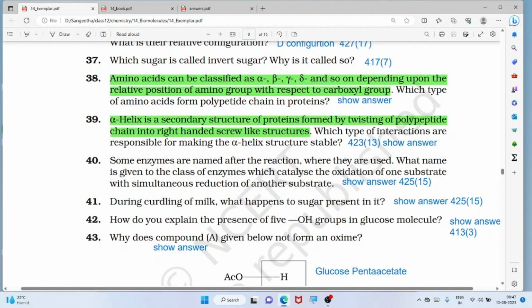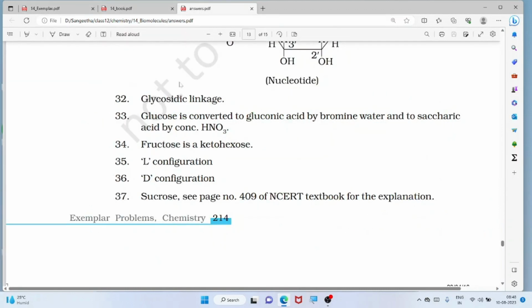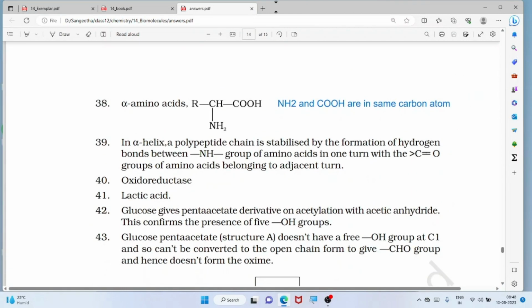Amino acids can be classified as alpha, beta, gamma depending upon the relative position of the amino group with respect to the carboxyl group. Which type of amino acids form the polypeptide chain in proteins? Amino group and carboxyl group on the same carbon atom, that is alpha.